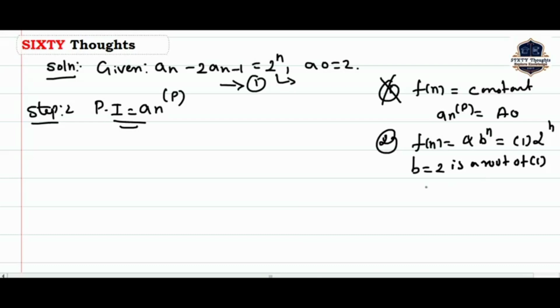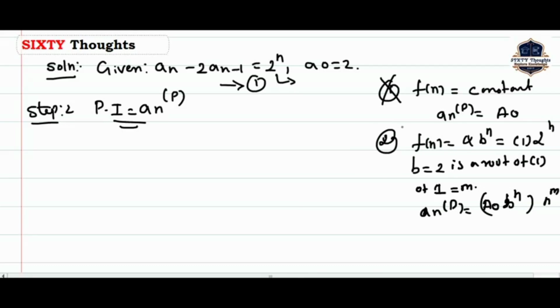That means the given equation. So how many times is it repeated? Only one time repeated. So we consider m. Therefore, the trial solution is a_n^(p) = a_0 · 2^n · n^m. What is m? m is nothing but the number of times repeated. Here, 2 is repeated only one time, so we get m value is 1.